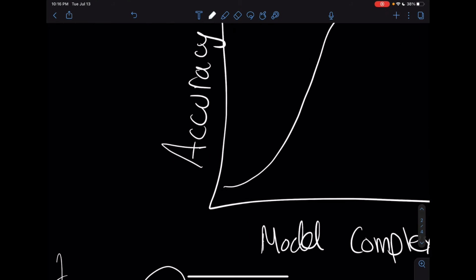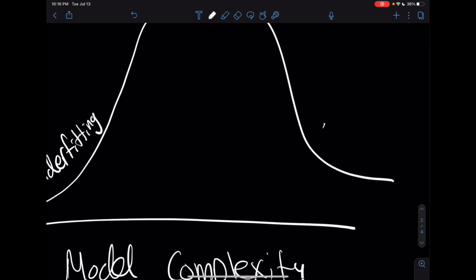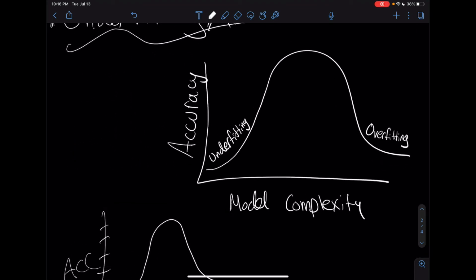In this region, in the lower left, is where we see underfitting. And on this portion is where we see overfitting. The more complex our model is, the more likely it is to overfit. And conversely, on the other side, the less complex the model is, the more likely it is to underfit.